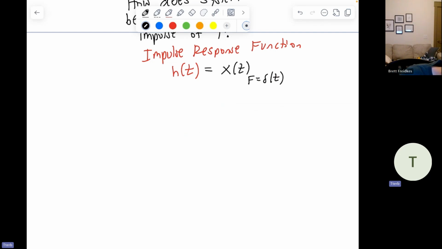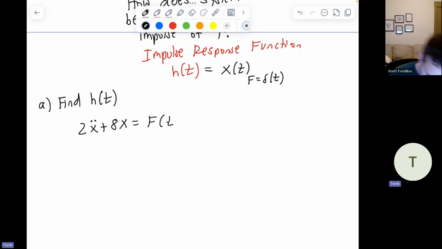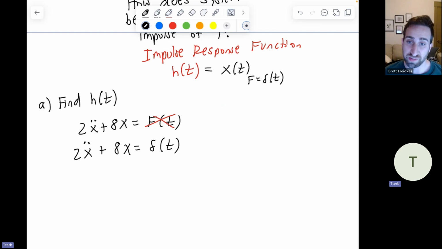So, if I were to say find h of t for that same question I just wrote, that's what you're given. If we want to find the impulse response, we have to replace this force with the Dirac-Delta function. That is the force, specifically when we are looking for the impulse response function. Because again, delta of t produces that impulse of exactly 1, and that's what we are interested in. That is our baseline.